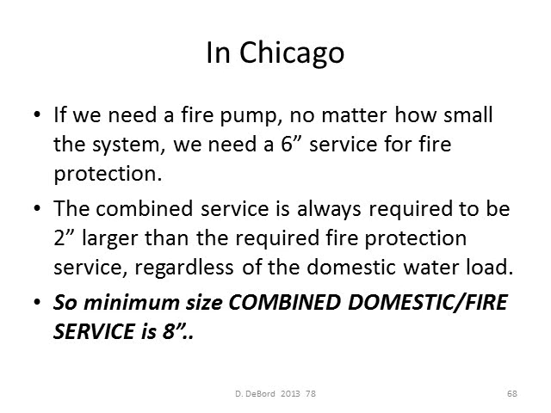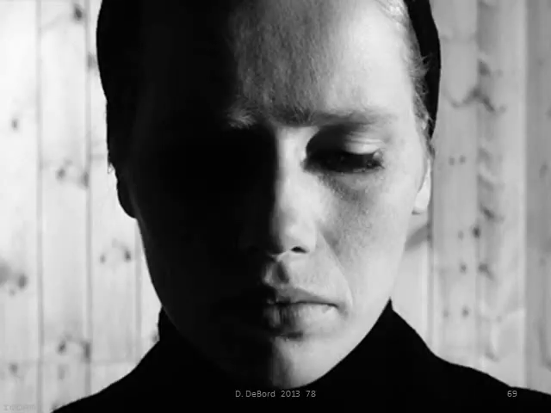If the water service is larger than 2 inches for domestic, now we have to increase the size of the 6-inch by 2 inches, and that'll give us an 8-inch. So minimum size combined domestic fire service would be 8 inch. It could be 6 if your 2 inches are smaller on the domestic side, but that doesn't happen a lot on the commercial buildings.